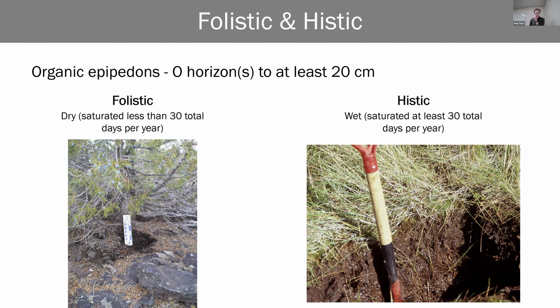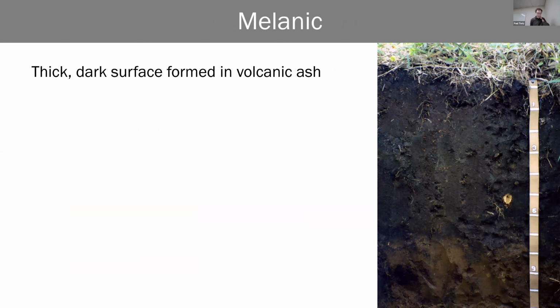With two to go in our remaining time here, melanic epipedon. This is another very unique one. It's a thick, dark surface formed from volcanic ash. So we know we have volcanic ash. We have andisols around here in North Idaho, but we usually don't see these melanic epipedons, unfortunately.